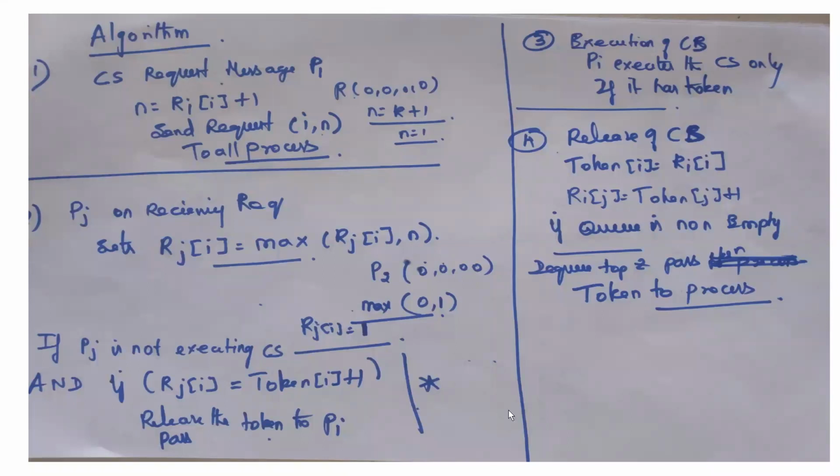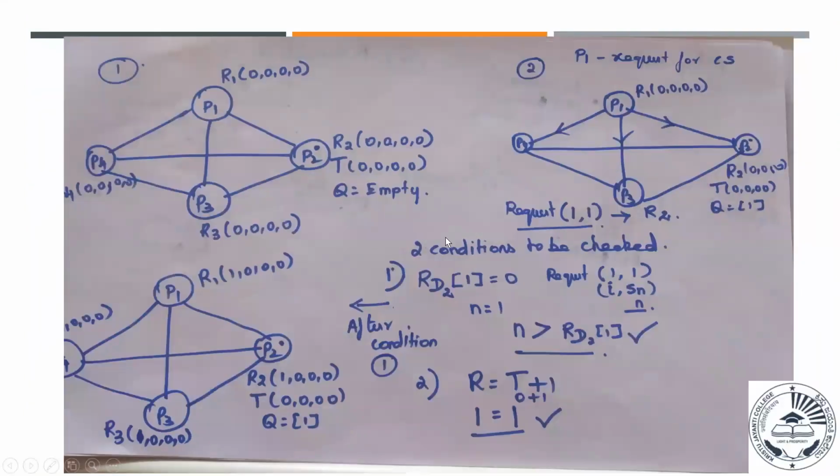The next step, I will explain with one example, then you will understand it very clearly. Please listen carefully. There are four sites, P1, P2, P3, and P4, and imagine P2 has the token in the initial stage. Now, what is the R array? R1 is 0, 0, 0, 0, for P1, P2, P3, P4.